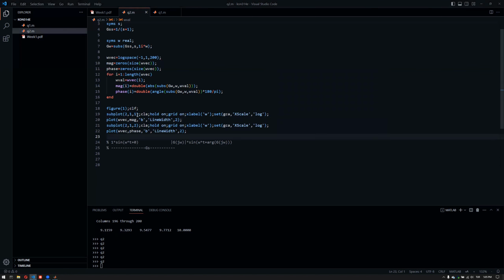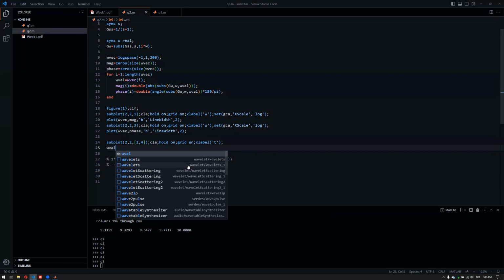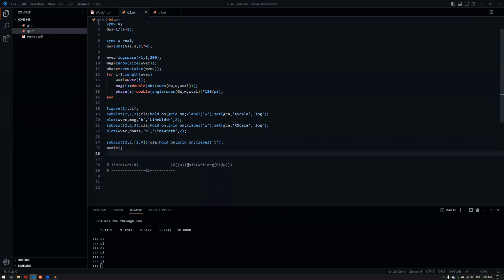What I'd like to do is create more axes here in order to showcase to you, when I create another subplot here, we can combine 2 and 4. And here I want to show you a certain signal with a given frequency. I don't need X scale here. So for example, let's take omega val 1.